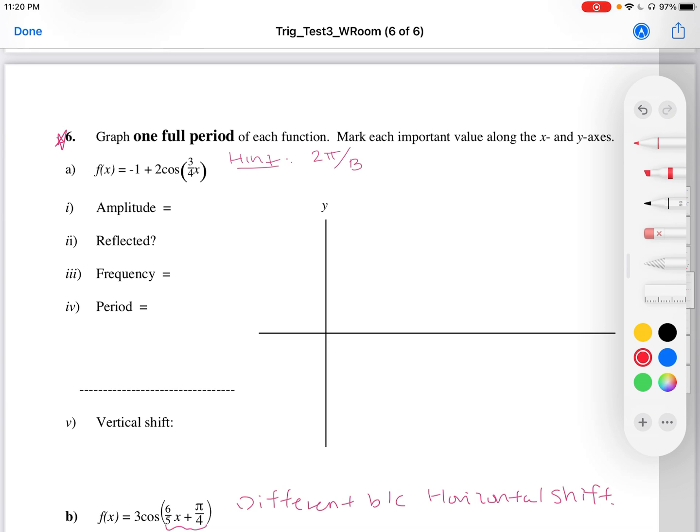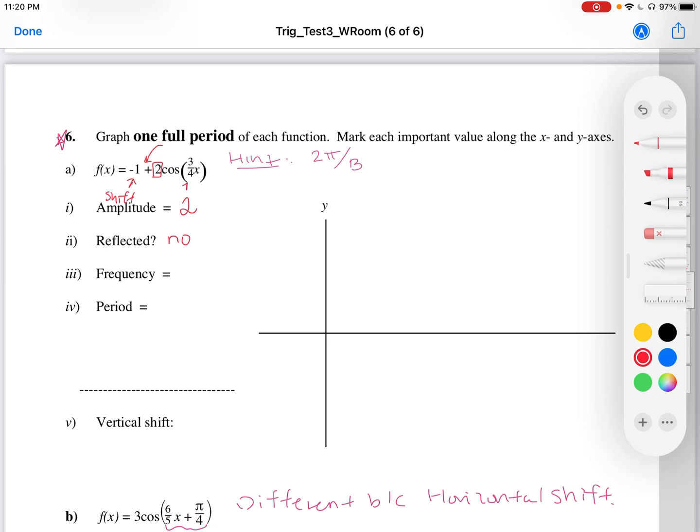So I ask for your amplitude. Your amplitude is how high up your graph goes. Your amplitude is given by that number. Is it reflected? If it were reflected, that would be a negative in front of your trig function. So no, it's not reflected. This -1 is just a shift down.